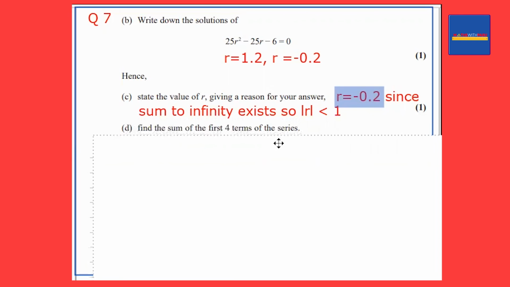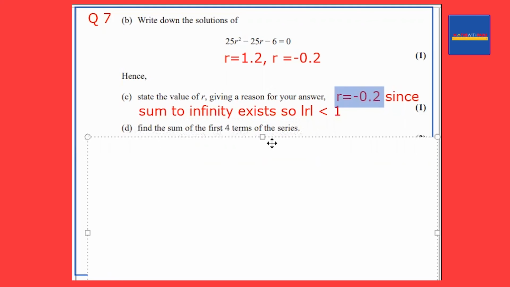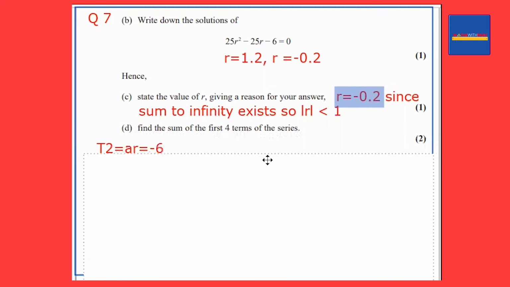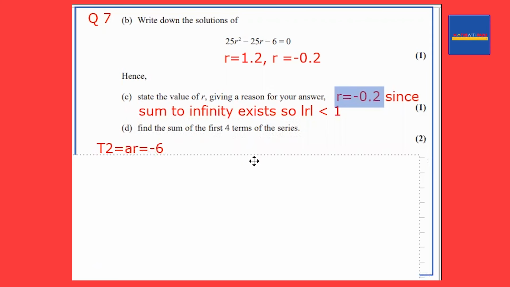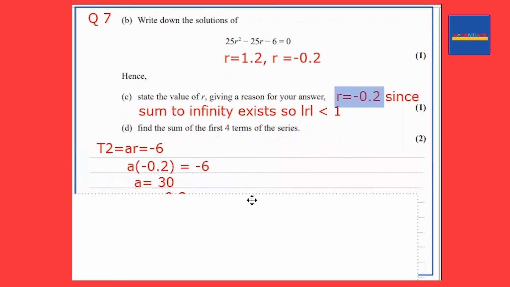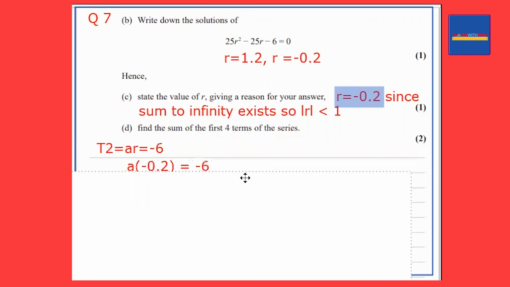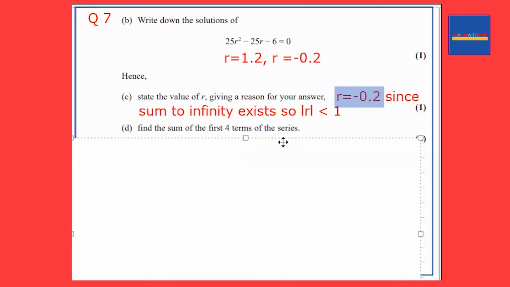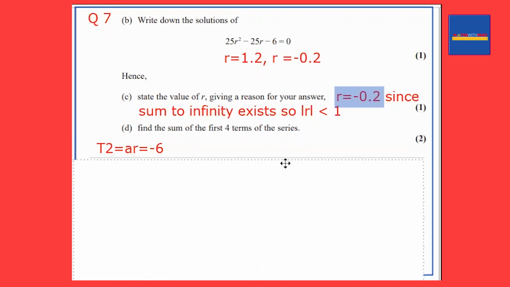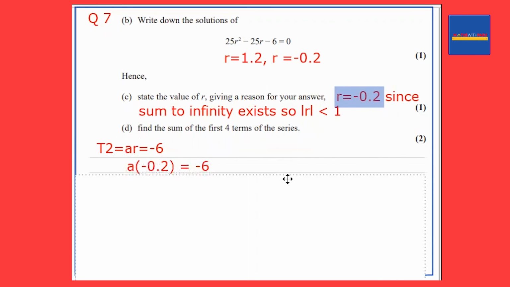Next, we go to part D, and they say find the sum of the first 4 terms of the series. Now, we know that we're given term 1, which is a, and that's 4, and then we have term 2, which is ar, minus 6. Right. So now what we have is r is equal to minus 0.2, and we're going to substitute the value in T2.